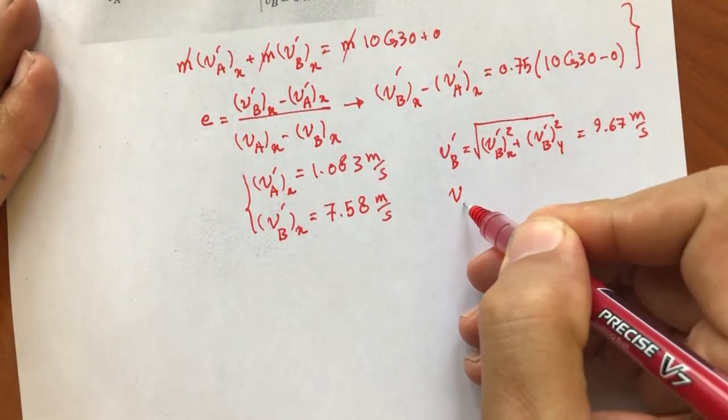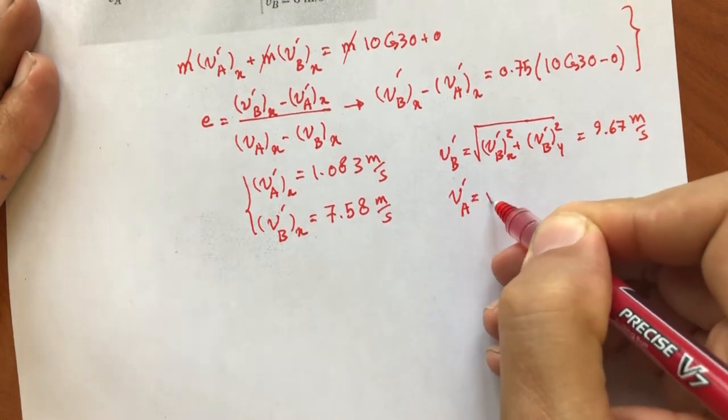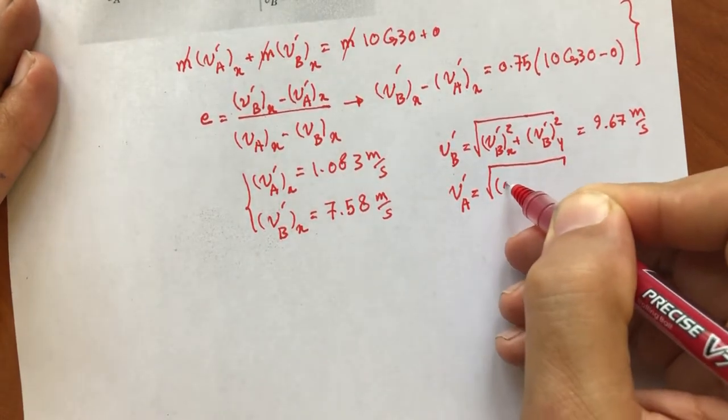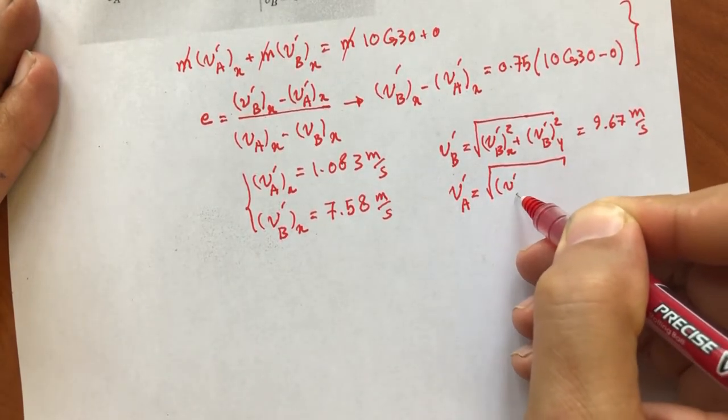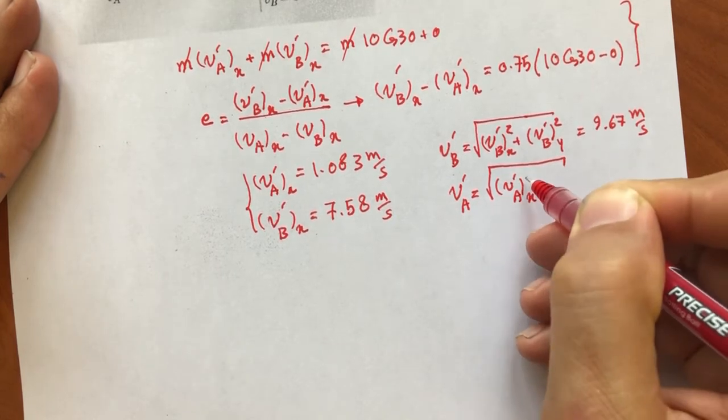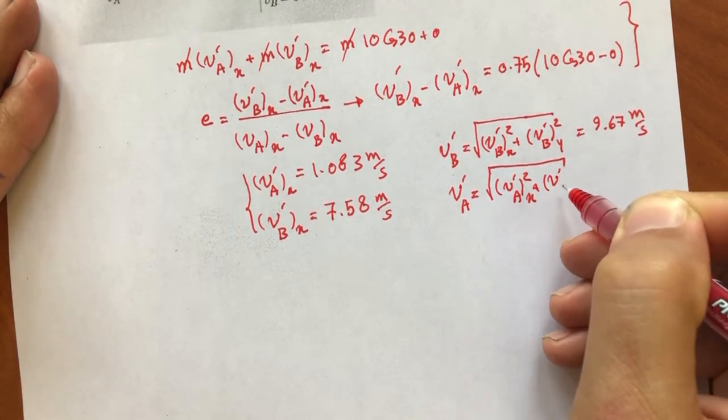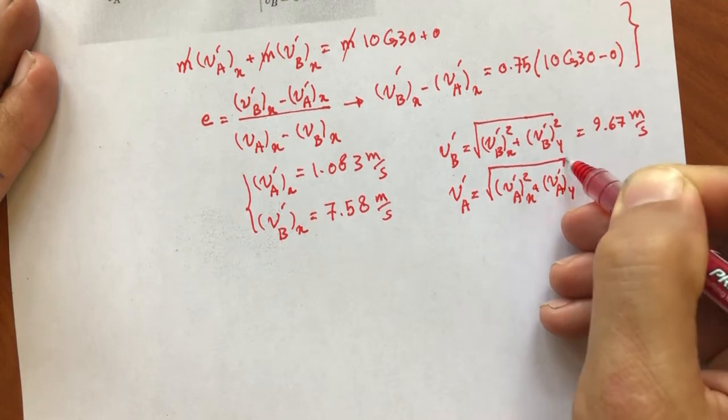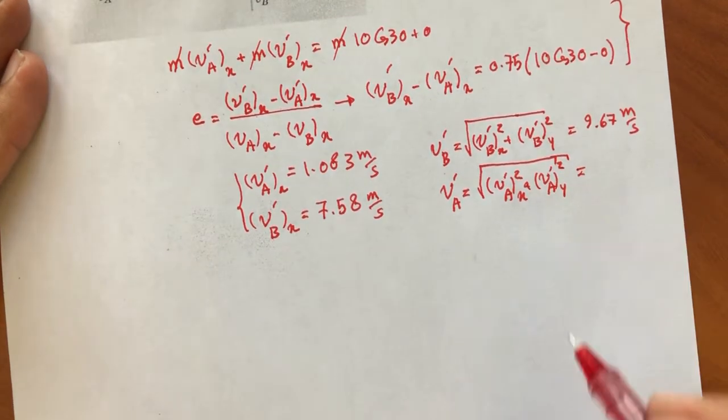The same thing for A. VA prime is going to be equal to the square root of VA prime in the x direction squared plus VA prime in the y direction squared, which is going to be 5.12 meters per second.